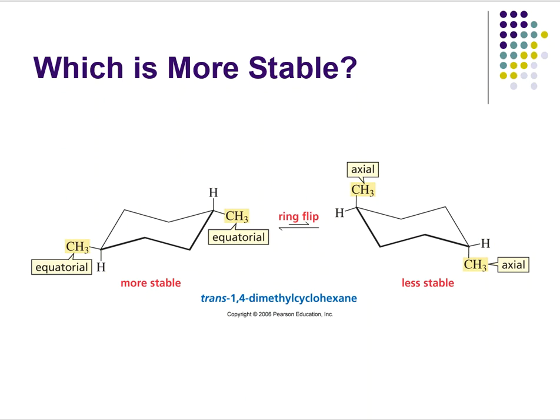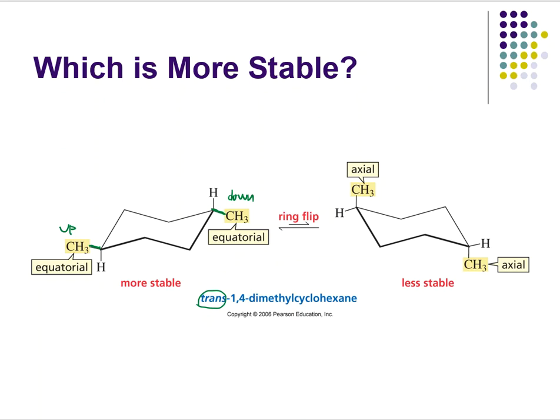All right, here's another one. Which is more stable? Here I get two versions of a trans. We'll take a look at them. Here I get a methyl group on equatorial that points slightly up. And here I get an equatorial that points slightly down. So this is slightly up and this is slightly down. They're in opposite directions. So this is a trans. That methyl group is equatorial. This methyl group is equatorial.